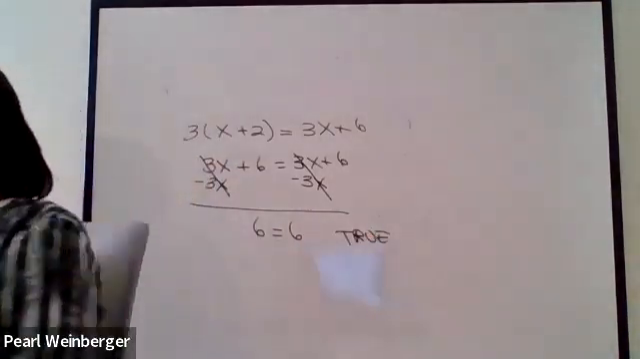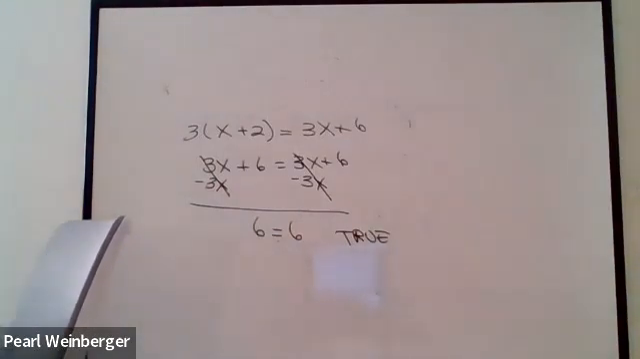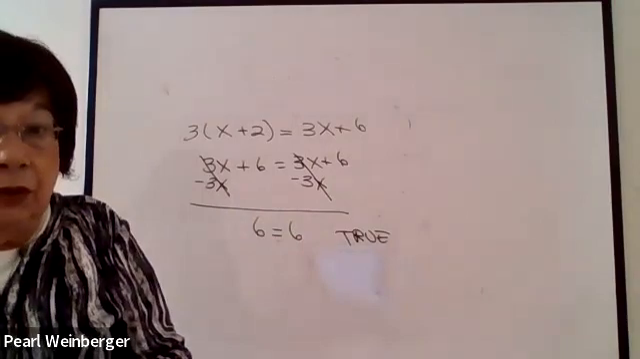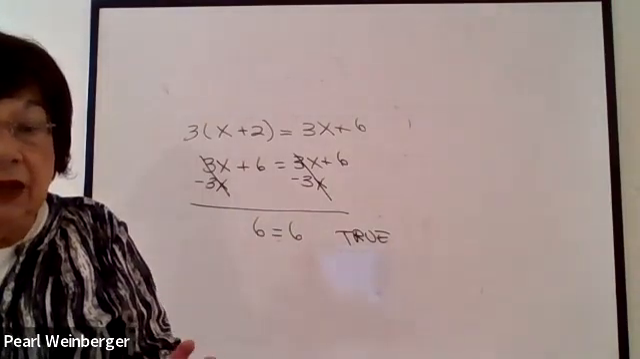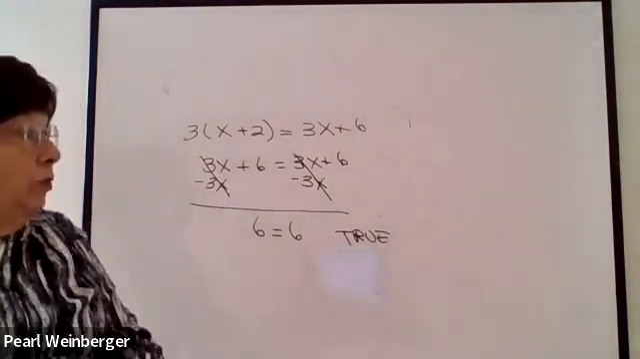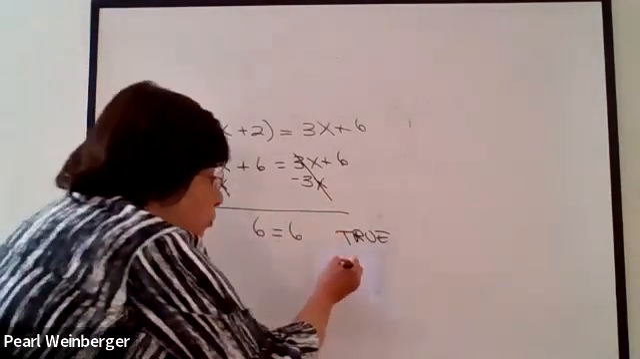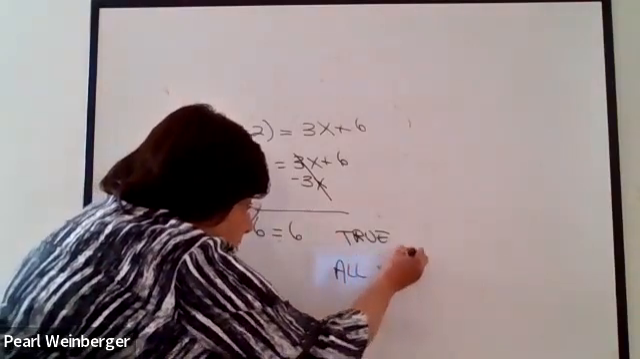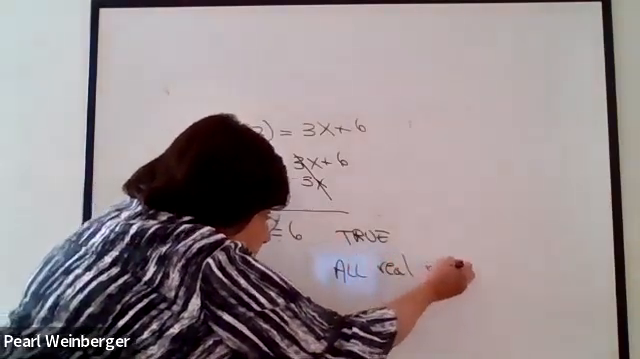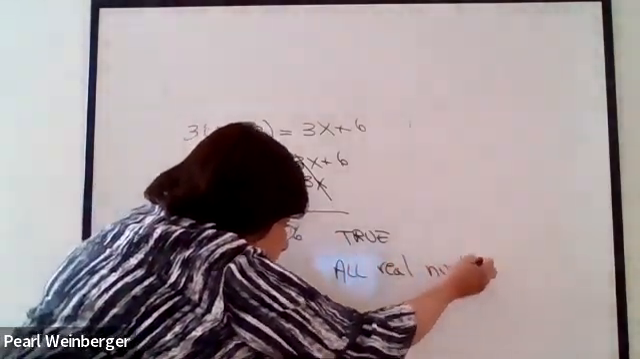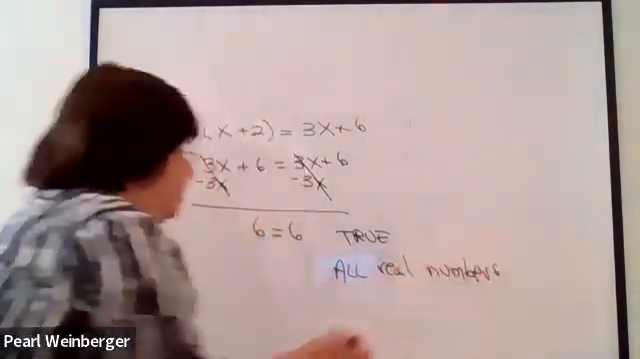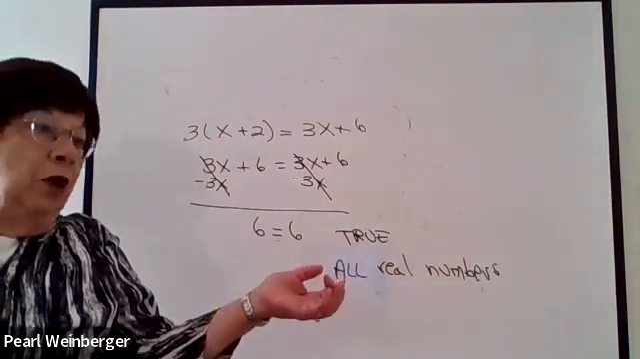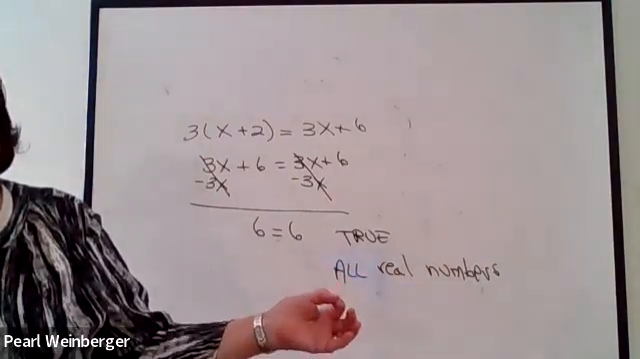So then your solution is any number. This is a statement that's true all the time. This is all real numbers. Is your solution. Every single number that you would use, pick x to be 1, pick x to be 2, pick x to be 0.777773.